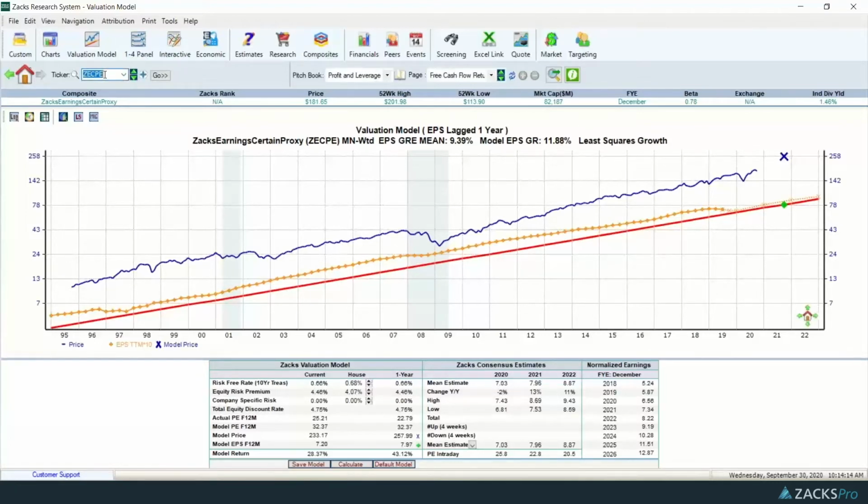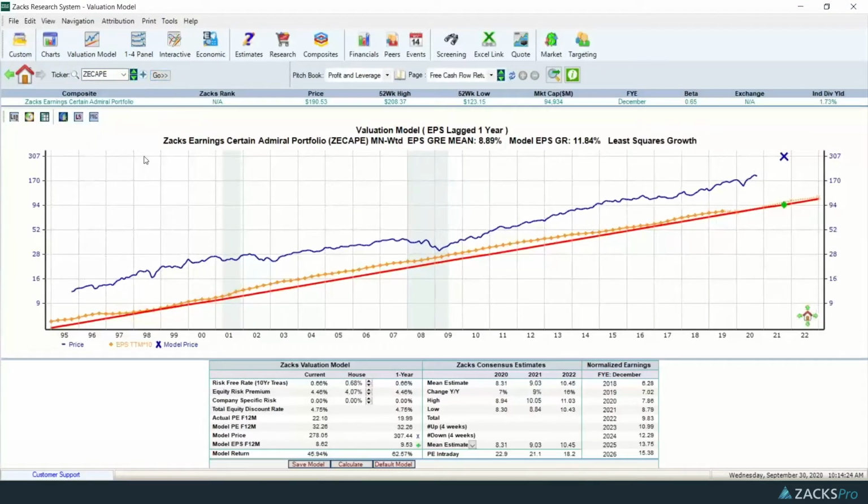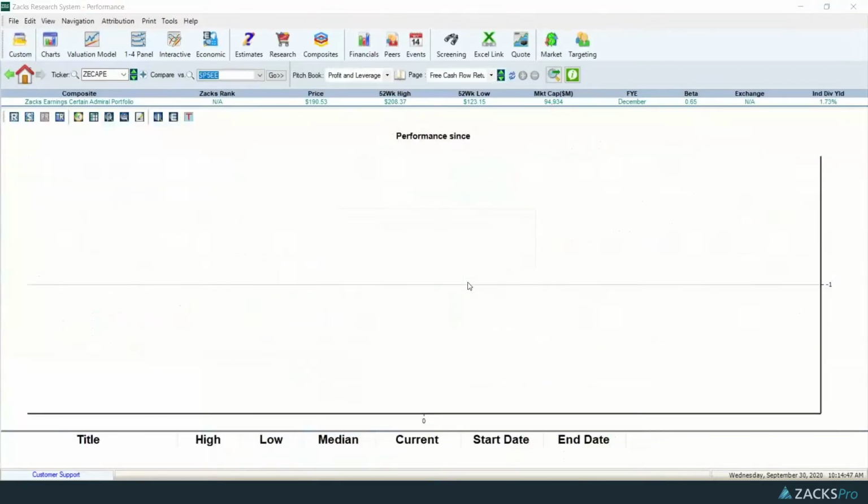And if I then take the Admiral portfolio, and this is again the reason why the performance is very similar, and I apply a least squares to the Admiral, you'll see that it's 11.84. So there's only a 4 basis point difference in least squares earnings growth over that time period from 1995 to current. And so you would expect that then the price performance would be roughly equal. And if you look at a performance chart, you'll see that that's the case.